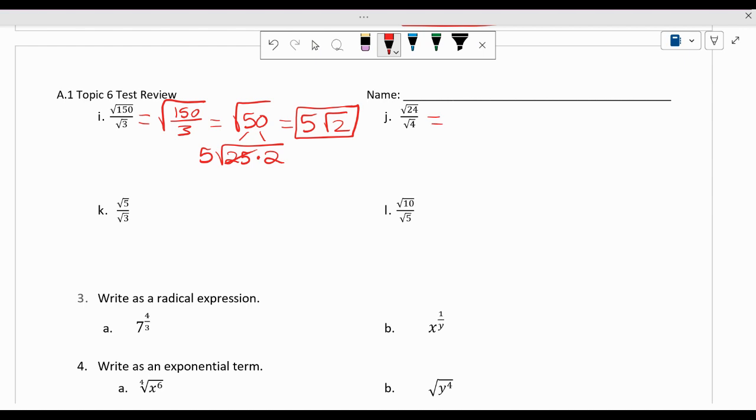J, again, I have two radicals. I'm going to put them together under one radical and ask myself, can I divide them? So I would plug that into my calculator if I need to, and in this case, I can. Radical 6. 6 cannot be simplified. 3 and 2 are not perfect squares, do not match, so that means the radical 6 is my answer.